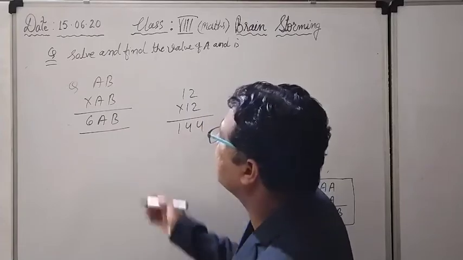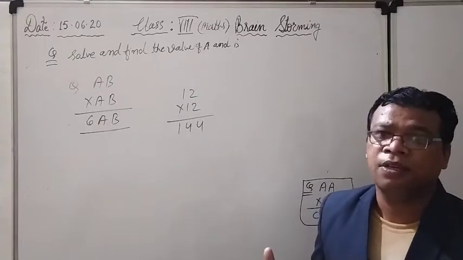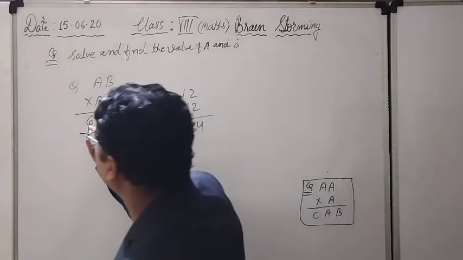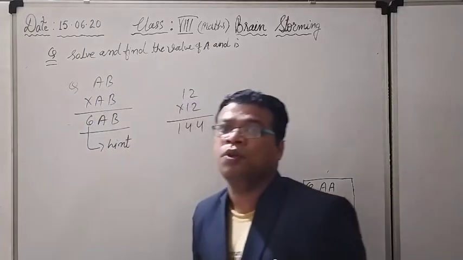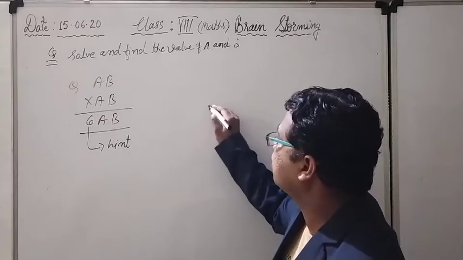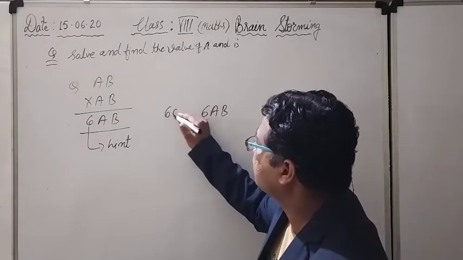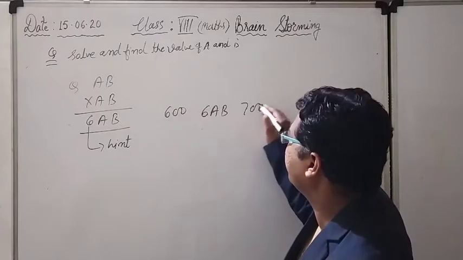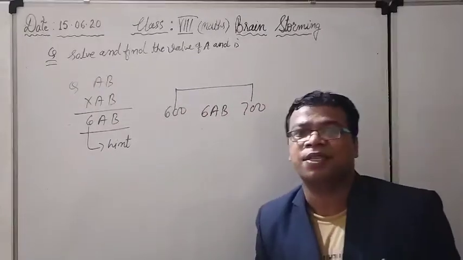Meaning that somewhere, some kind of things will give me hints. What is the hint here? This 6 is the hint for you. This 6 is going to be the hint for you. Meaning that this particular product 6AB will be in between 600 and 700.